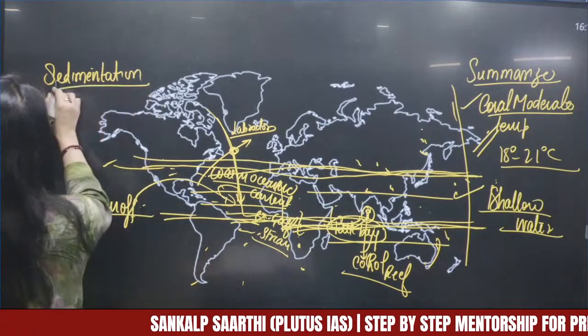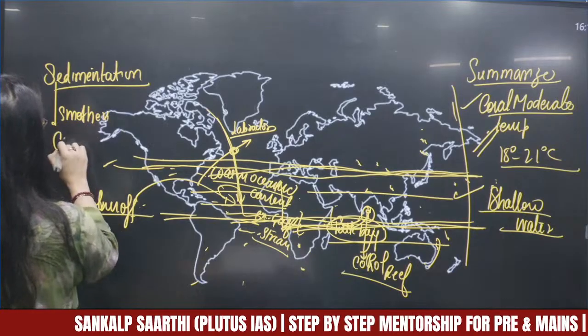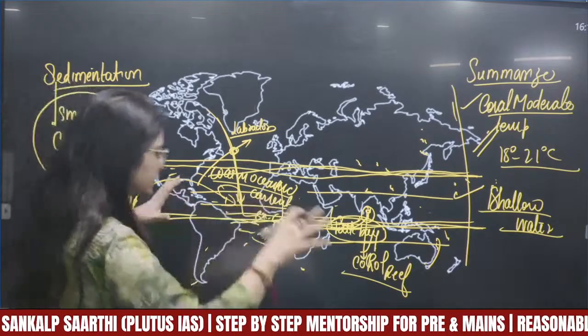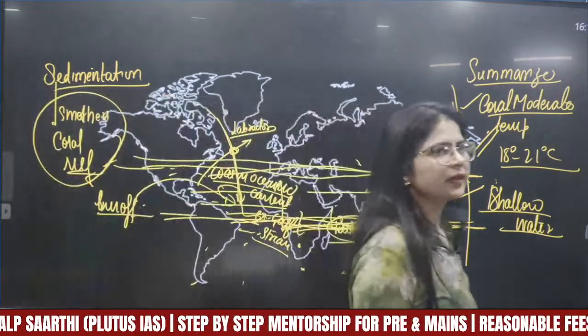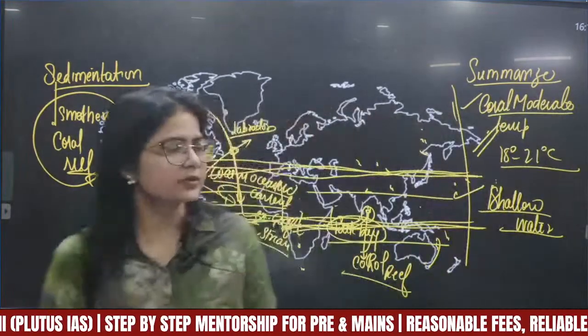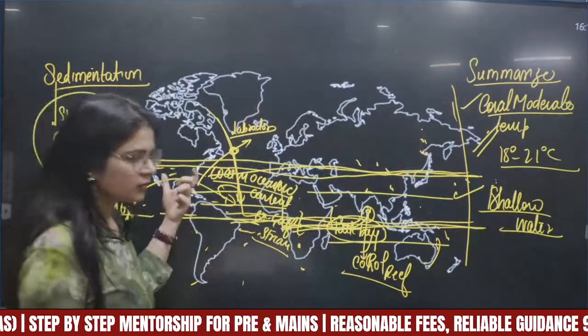Sedimentation क्या करते हैं? Sedimentation smothers the corals. Smothers means they sit on the surface and smother them, and then it becomes difficult for them to survive. इसलिए इम्पोर्टेंट है कि आपका सेडिमेंट फ्री, पोल्यूशन फ्री आपका वाटर होना चाहिए.